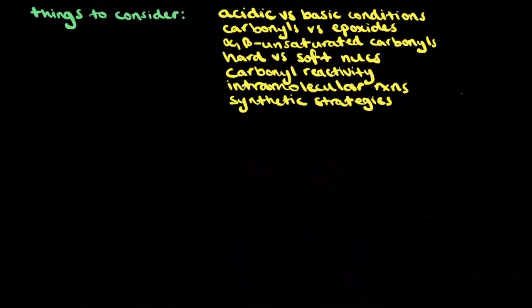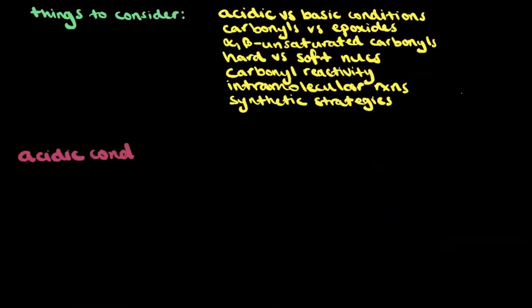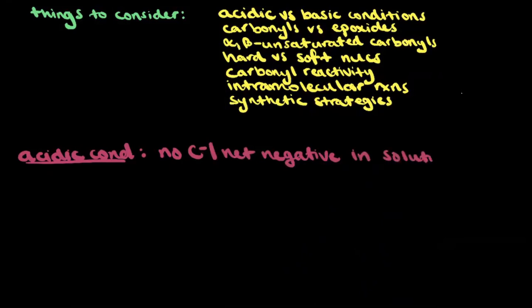So for acidic conditions, essentially you want to make sure that you have no anions in solution, or net negative in solution. Okay, and then what you're going to notice about acidic conditions is that the first step will be to go in and protonate your oxygen on the epoxide or the carbonyl.